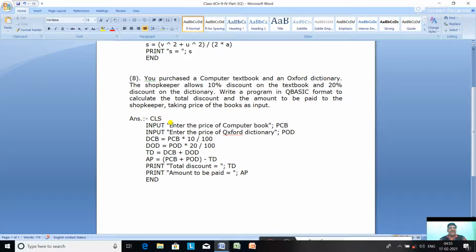This is the program. CLS, input enter the price of computer book, PCB, input enter the price of Oxford Dictionary, POD. Discount on computer book equals price of computer book into 10 by 100. Discount on Oxford Dictionary equals price of Oxford Dictionary into 20 by 100. TD, total discount, equals DCB plus DOD. AP, amount to be paid, equals the sum of the prices of the computer book and dictionary minus total discount. Print total discount equal to TD, print amount to be paid equal to AP. Okay, now let us check the output.